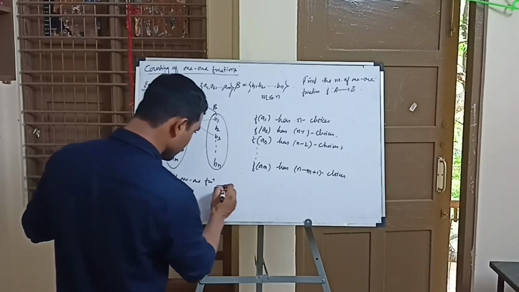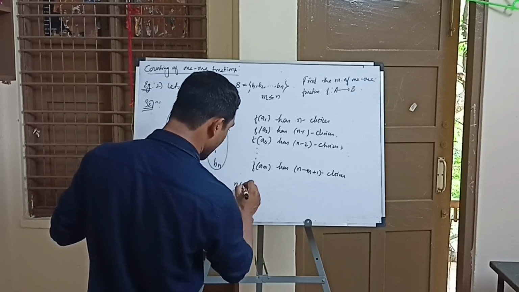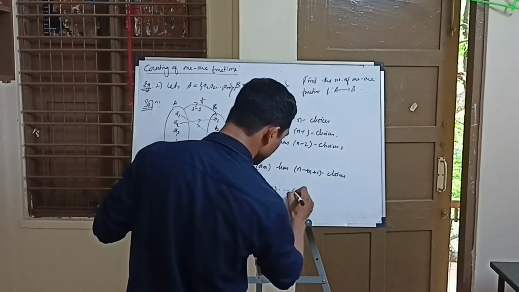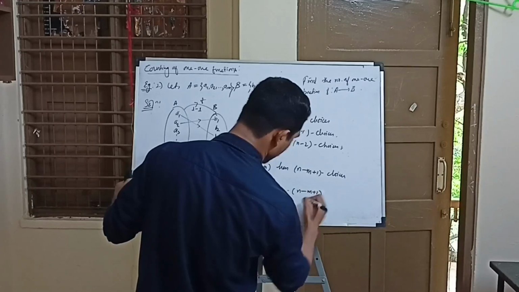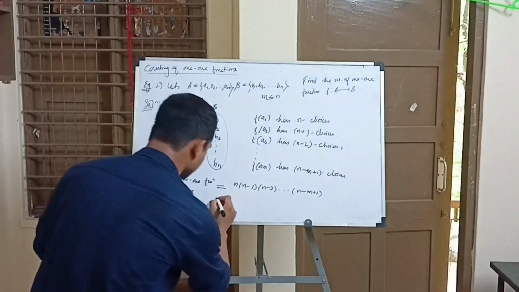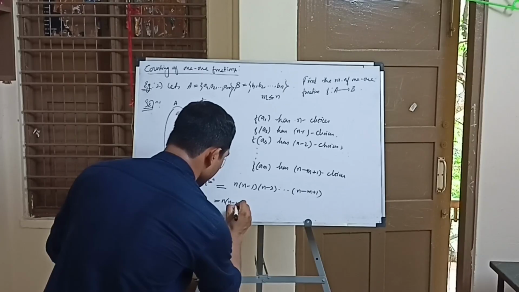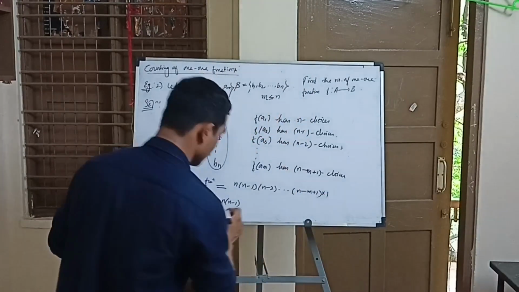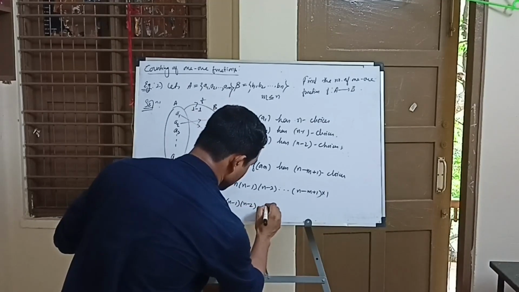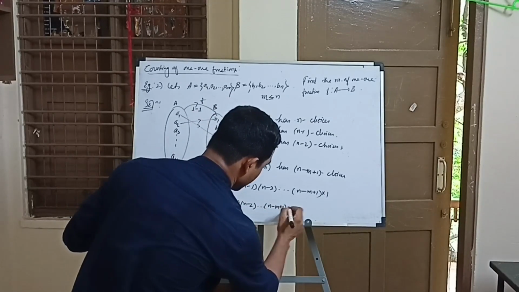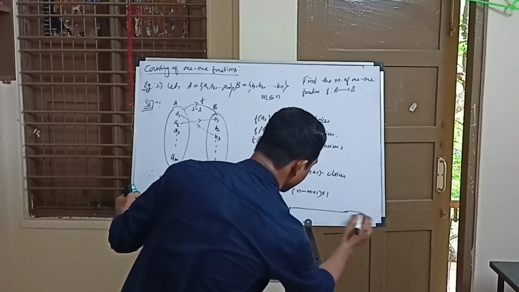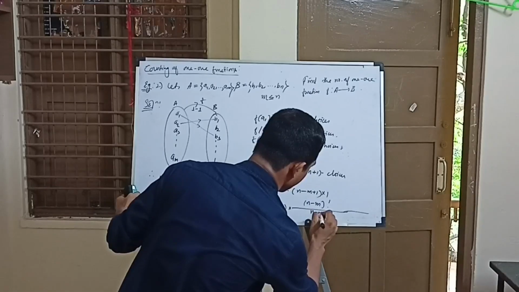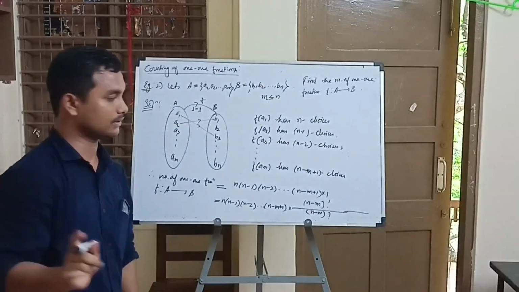Therefore, the total number of 1-1 functions from a to b is how many? n into n minus 1 into n minus 2 into ... into n minus m plus 1. Okay? Now we can multiply here by n minus m factorial and write it like this: n minus m factorial over n minus m factorial. Correct?